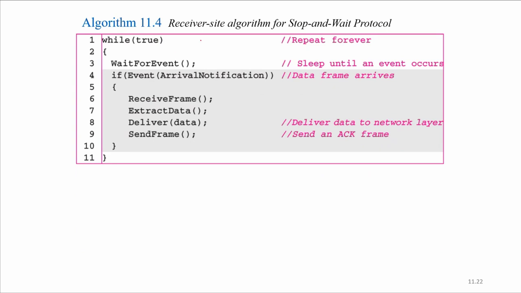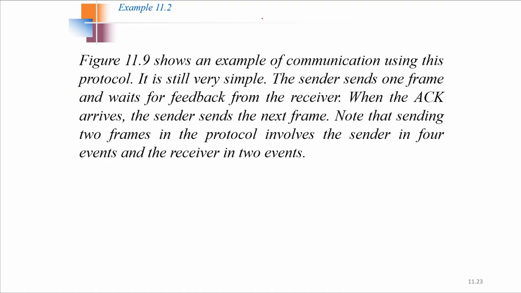At the receiver side, it is similar to the simple protocol case. The only difference is here it will be sending a frame for acknowledgement. This is the only difference. Otherwise, it is similar to the previous one. So after receiving and sending to the network layer, it will be sending a frame, that is the acknowledgement frame, to the sender side. So this is the basic difference at the receiver side of the stop and wait protocol.